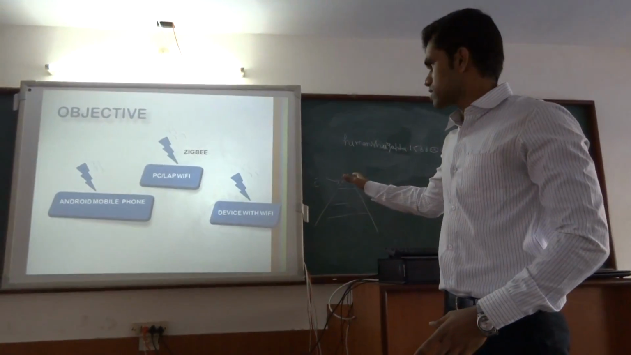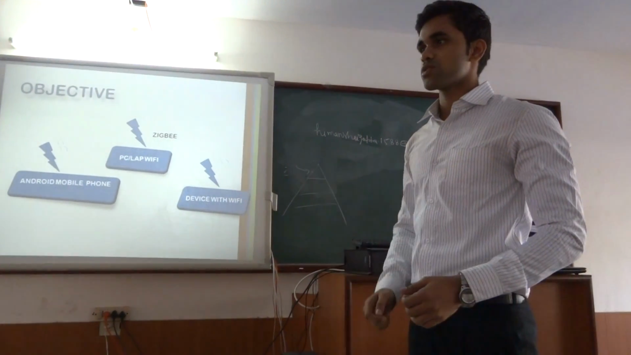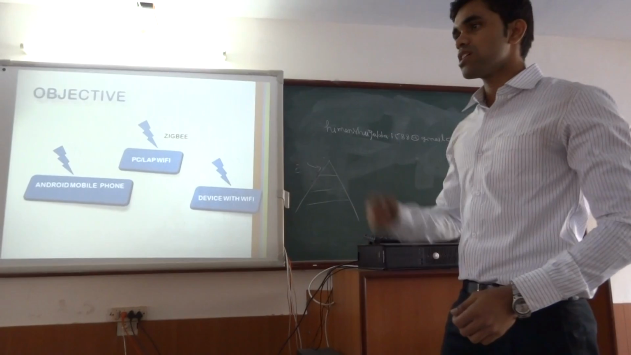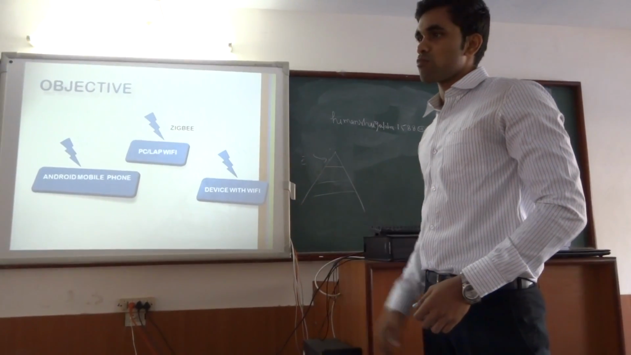Wi-Fi device which is connected, I am going to access with a Zigbee controller, and that Zigbee is interfaced with my mobile phone. So I can access that particular Wi-Fi device in whatever motion I want. This is the basic objective of my project.